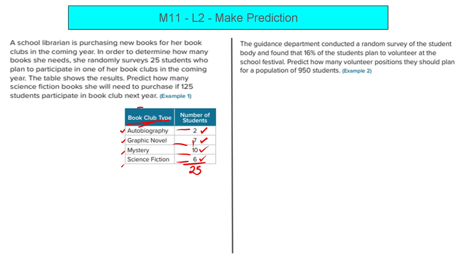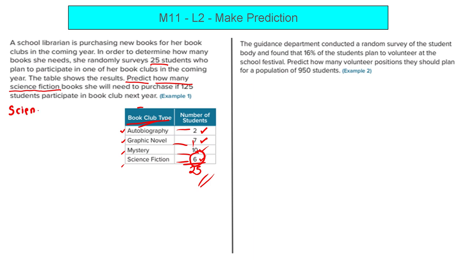Okay, now let us come to the question. A school librarian is purchasing new books for her book club in the coming year. In order to determine how many books she needs, she randomly surveyed 25 students. So this is the result of 25 students given here. What does it want now? The table shows the result. Predict how many science fiction. We are talking about science fiction. How many? 6 here. So let us write here, we are talking about the science fiction.